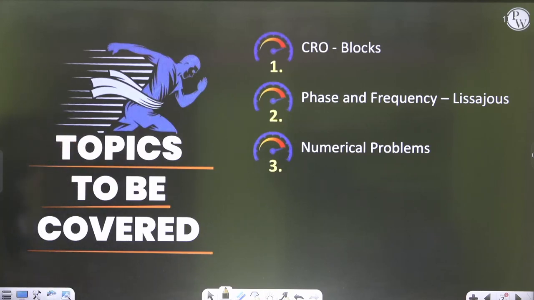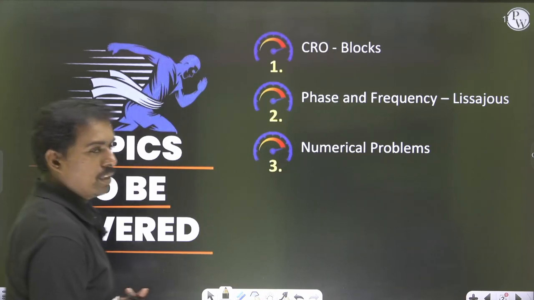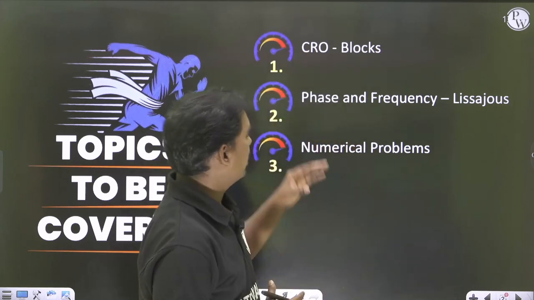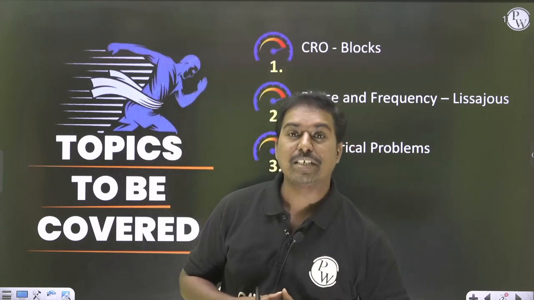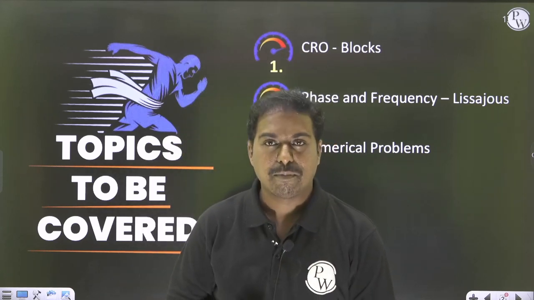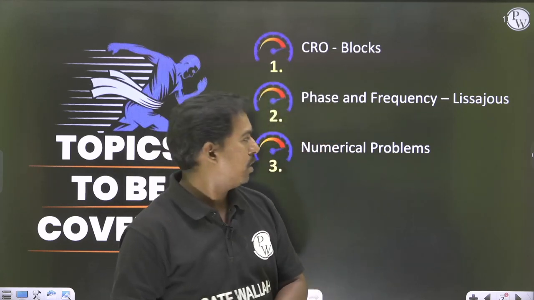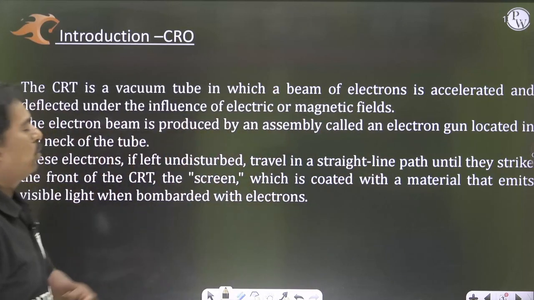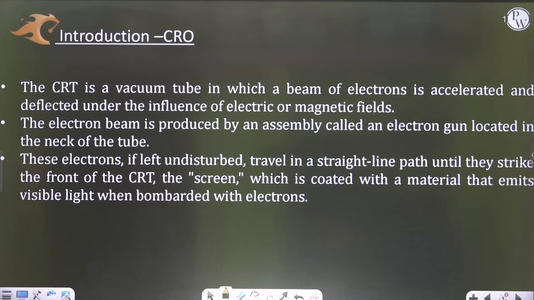Today, the topics to be covered: I want to discuss the CRO blocks. Next, most important is the Lissajous pattern, phase and frequency measurements by using the cathode ray oscilloscope, and then immediately we'll go for numerical problems. What is a CRO? Actually, what is a cathode ray oscilloscope? So these three are theoretical information.